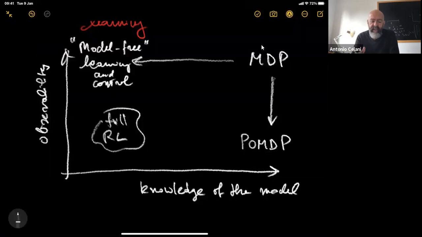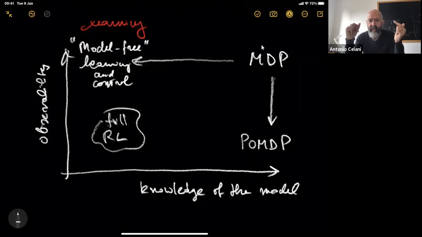What does it mean that we're still keeping ourselves at the top of this graph? It means that we are still assuming that we know the structure of the state space and the actions. Okay, so we have some structural information about the system. So we know what the states are. We can observe them exactly. So we know where we are in space.